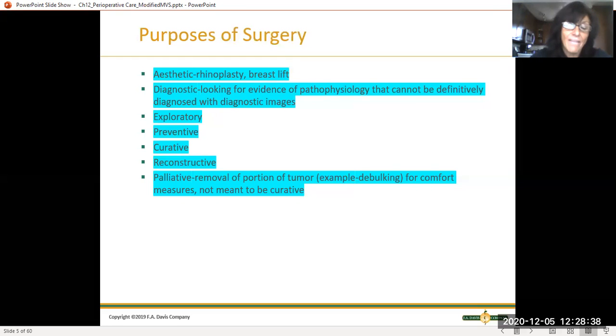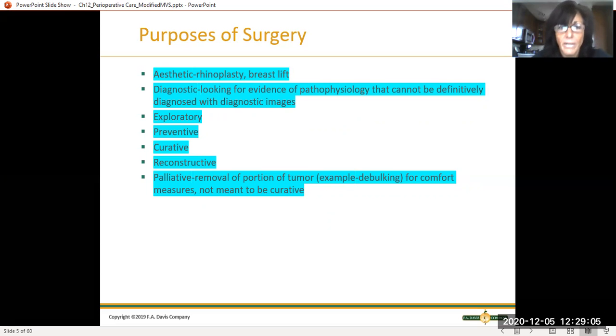We can go in and reconstruct it to try to make you back to the way you were before. Reconstruct. And then last but not least, the word palliative basically means not curative, but we want to make you comfortable. Palliation of symptoms means relief of the symptoms. Palliative surgery is where we're going in to maybe remove all or part of something like a tumor. We can't fix you, but it's going to relieve some of your pain and discomfort.